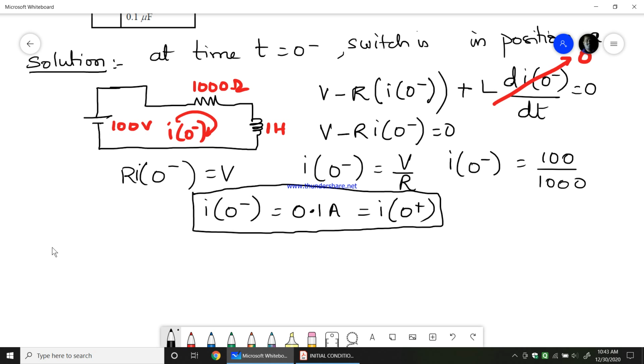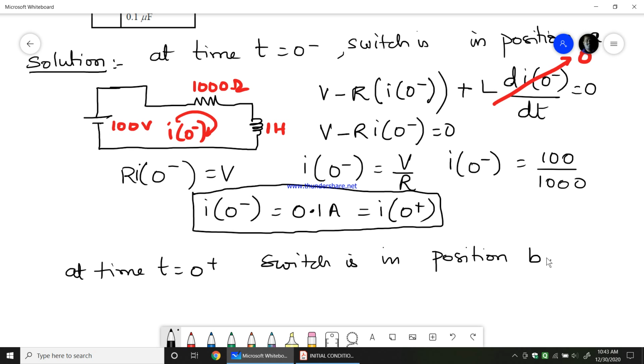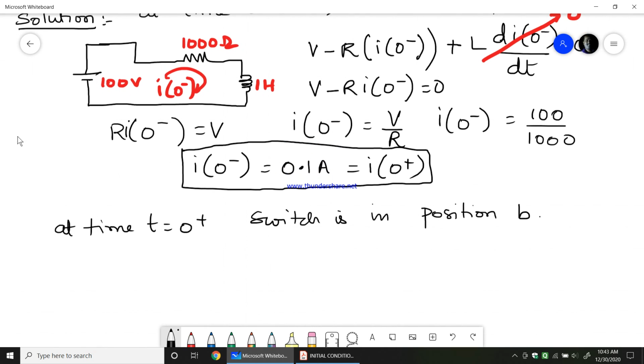Now, at time t equals 0 plus, the switch is in position B. So, if we write the circuit for that, we'll have a capacitor, resistor, and inductor.